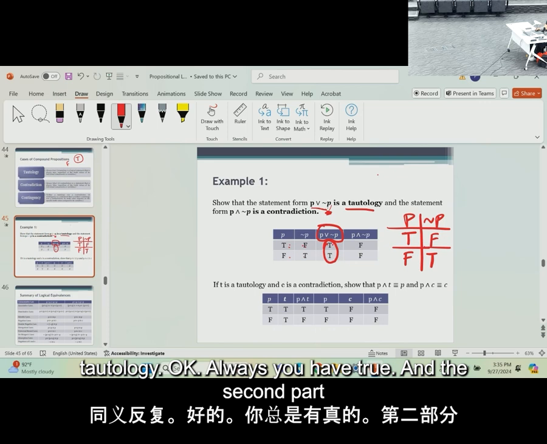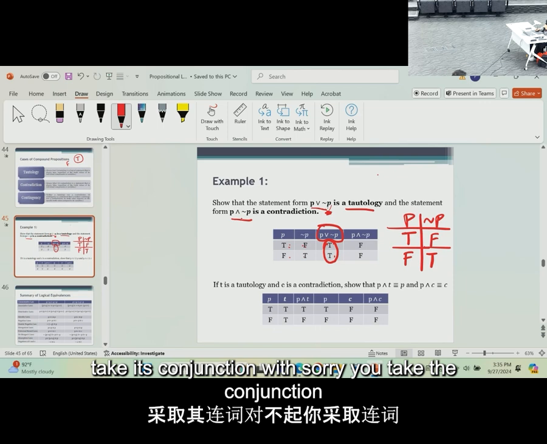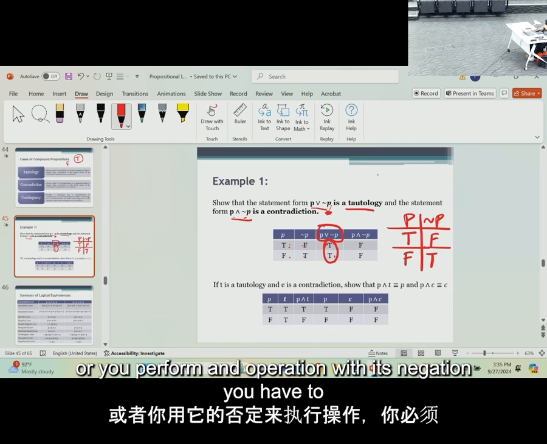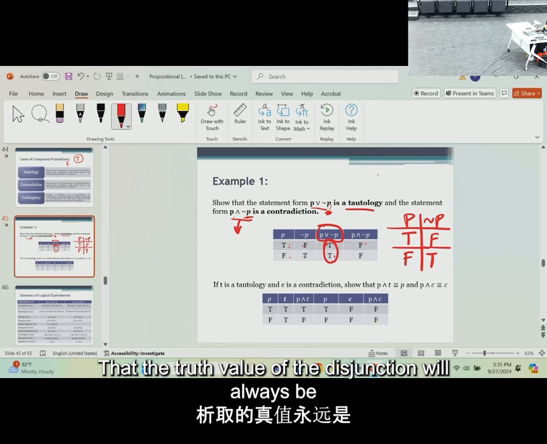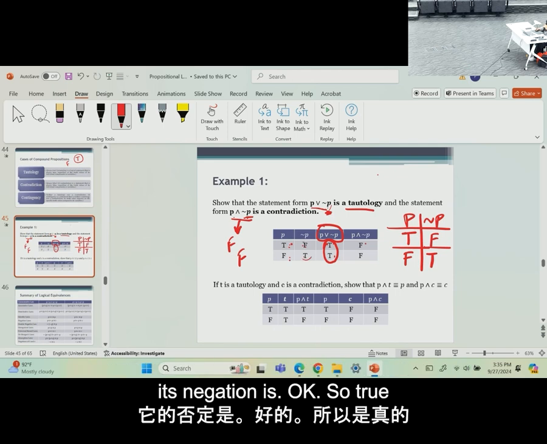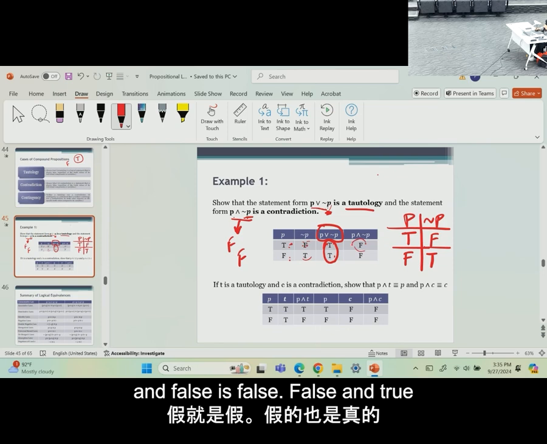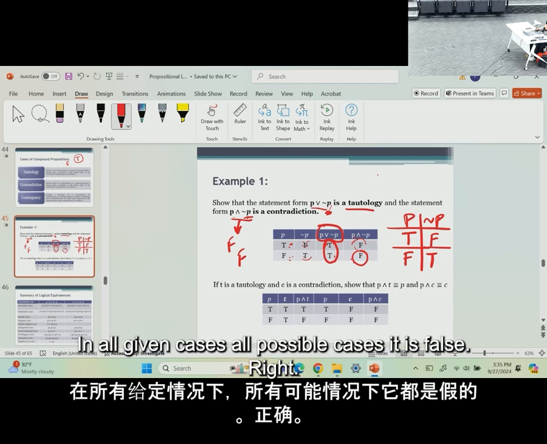Okay, always you have true. And the second part of the question was that you have to show that a statement, when you take its conjunction with its negation, you perform the AND operation with its negation, this will be a case of contradiction. What does it mean? That the truth value of the conjunction will always be false, regardless of what the truth value of the statement and its negation is. Okay? So true and false is false, false and true is false. So in both cases, it is false. In all given cases, all possible cases, it is false, right?